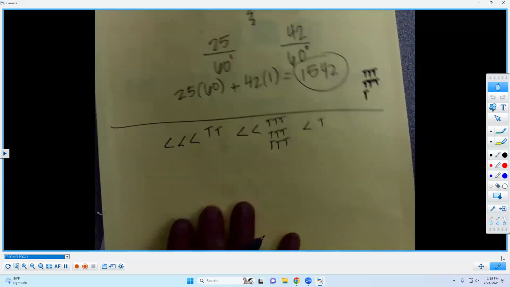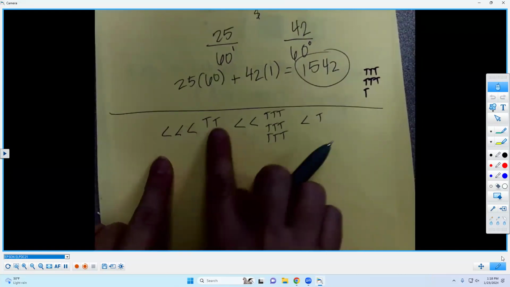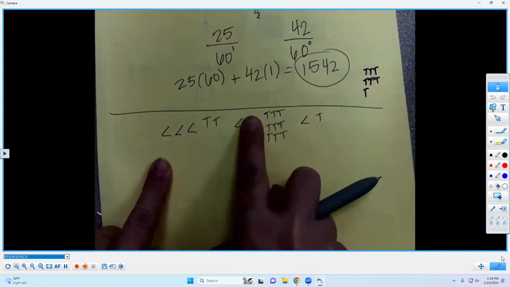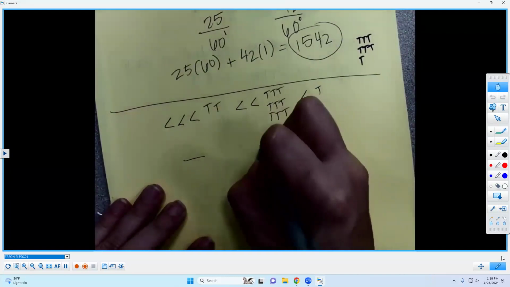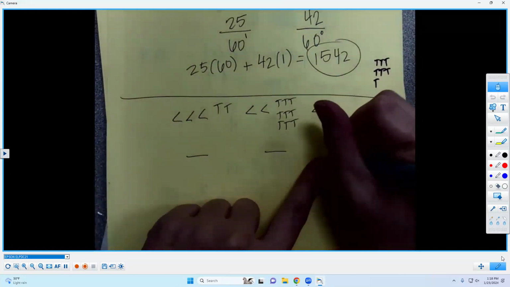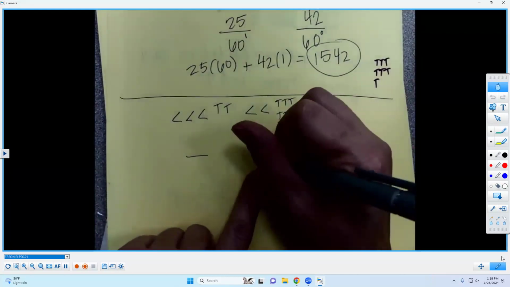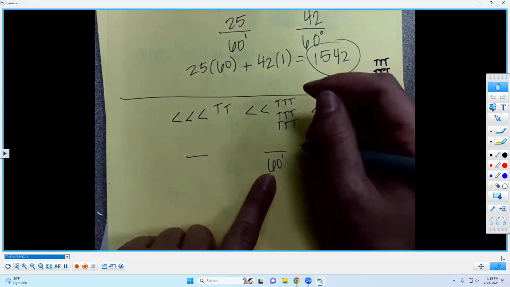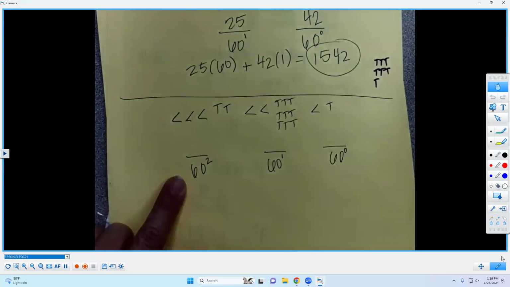So how many place values do I have here? 3. Here's one of them. Here's the second one. Here's the third one. Okay, so this is one place value here, one here, and one here. The far right one is going to be the ones place, the units place, 60 to the 0 power. The one in the middle is going to be 60 to the first power. And the one over here is going to be 60 to the second power.